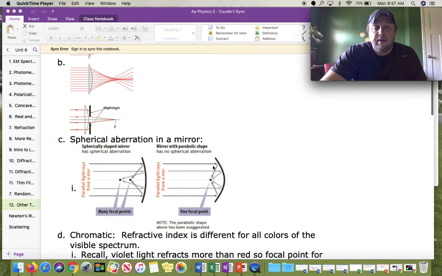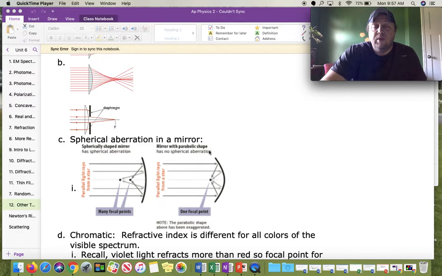Once again, the greater the curvature of the mirror, as we get into these fringes, you will see that there's many focal points. One thing that we can do to adjust this, though, instead of a diaphragm, is just not to use a spherical lens or mirror. Instead, we can use a parabolic shaped mirror, and then we can also get these light rays to focus in on one single focal point.